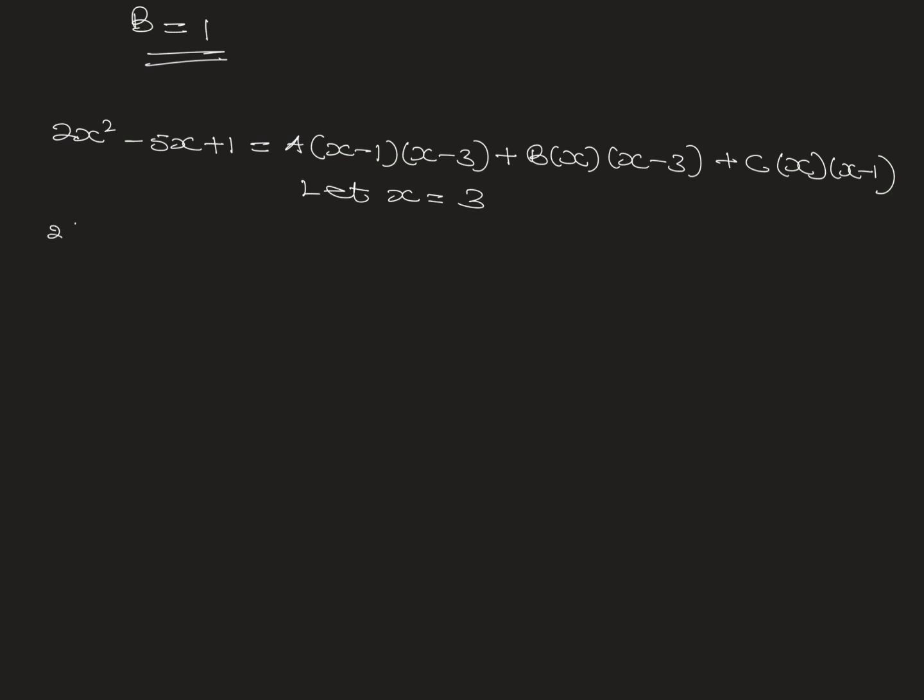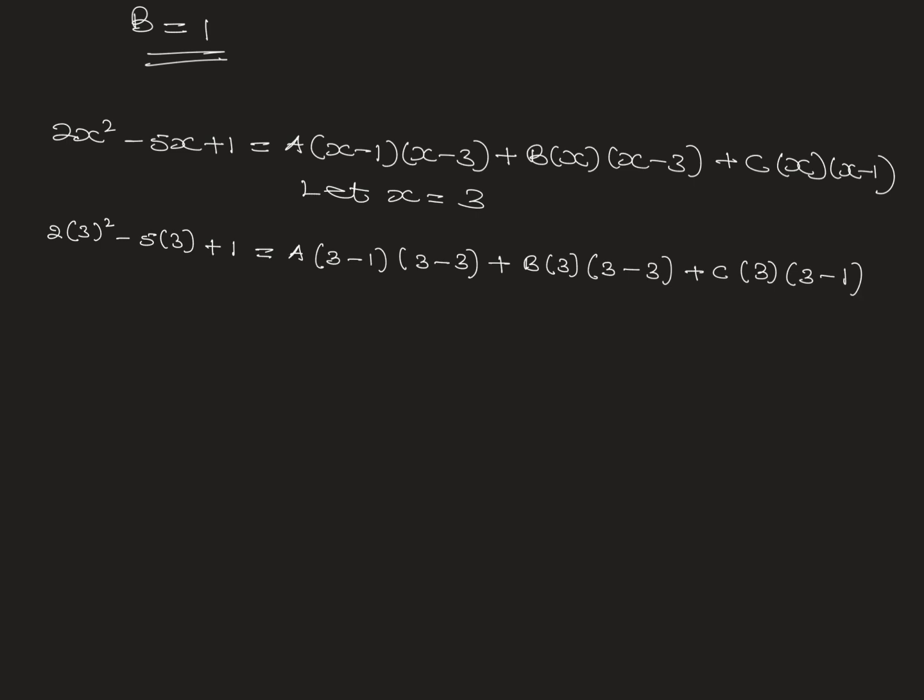So that will be 2 into 3 squared minus 5 into 3 plus 1 is equal to a into 3 minus 1 into 3 minus 3 plus b into 3 into 3 minus 3 plus c into 3 into 3 minus 1. What we're going to have, 3 squared is 9. 9 times 2 is 18.